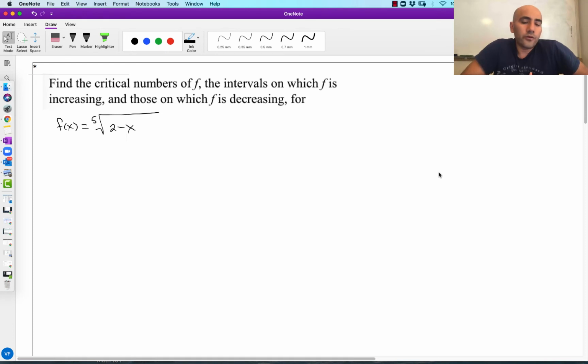Okay, so find the critical numbers of f, the intervals on which f is increasing, and those on which f is decreasing for this function. f of x equals the 5th root of 2 minus x. So let's begin by rewriting this as f of x equals (2 minus x) to the power of 1/5. And then we know that we need to work with the derivative, so let's find the derivative of this function.